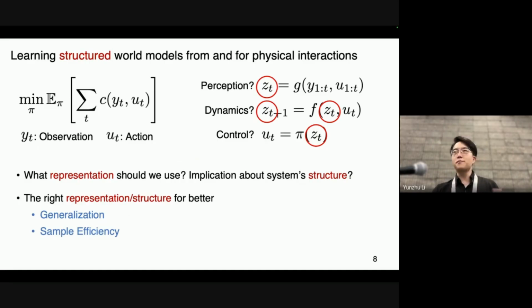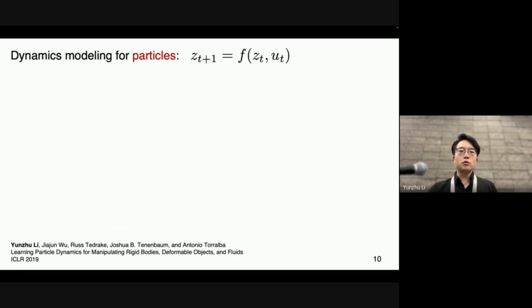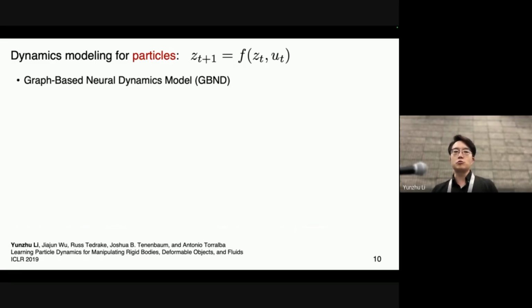So for many of our works, especially in the field of deformable object manipulation, we use particles as a representation, which essentially decomposes the objects into a bunch of small points. And we use a graph to model the interactions both within an object and across different objects. This is one of the very fine-grained ways of modeling those objects. So in order to model the particle interactions, we use a graph neural network, and we call it graph-based neural dynamics models.